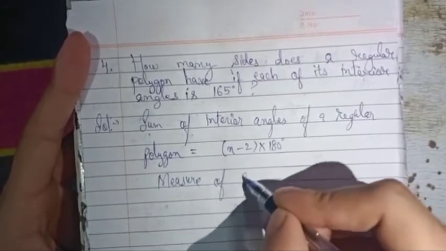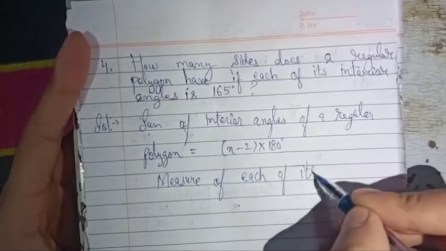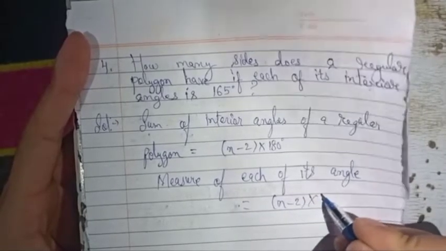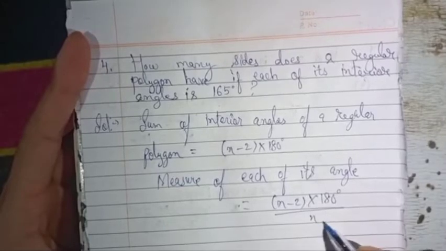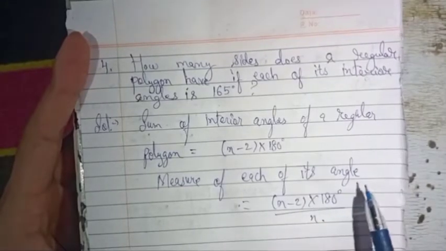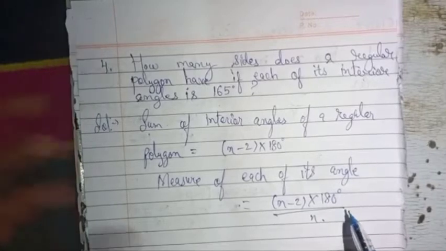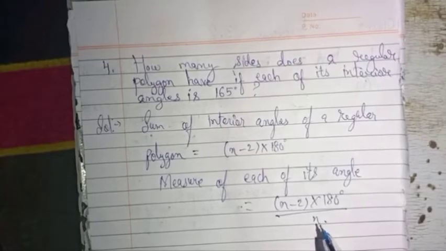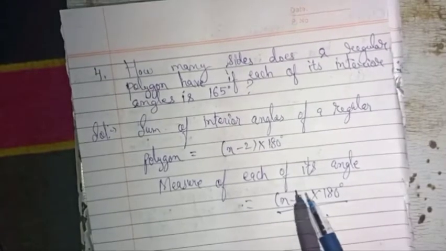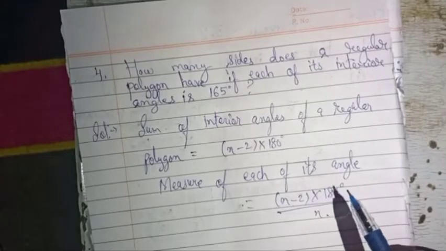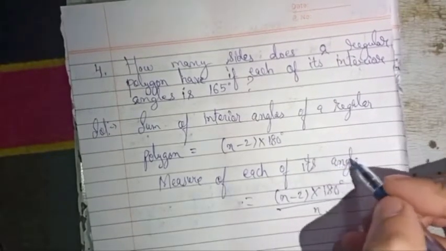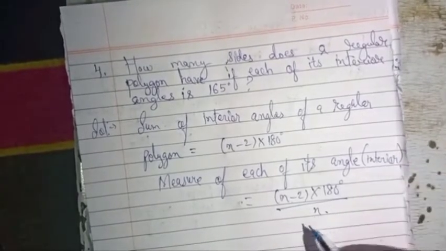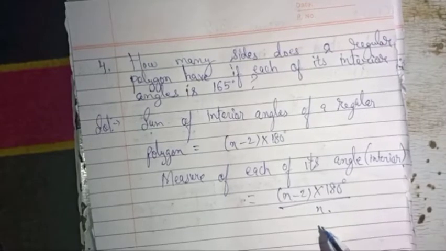So the measure of each of its angles will be equal to (n minus 2) multiplied by 180 degrees divided by n. Okay, suppose there are n sides of the regular polygon, then n represents the number of sides and (n minus 2) multiplied by 180 upon n will represent the measure of each interior angle. So each interior angle will be equal to (n minus 2) multiplied by 180 degrees divided by n.